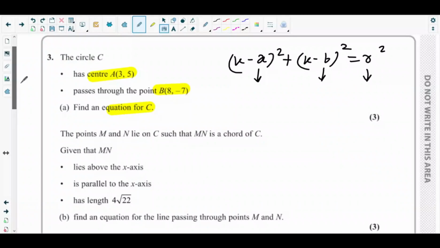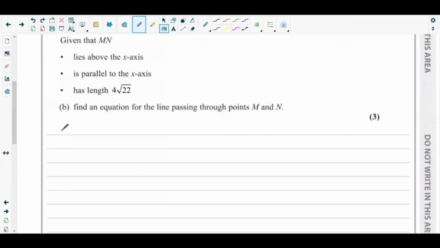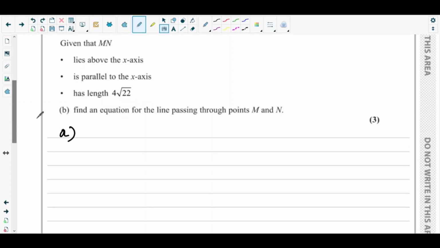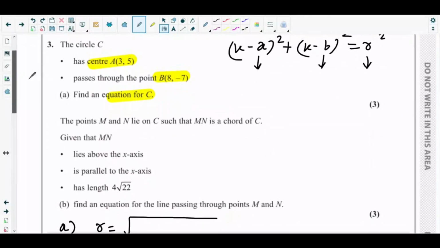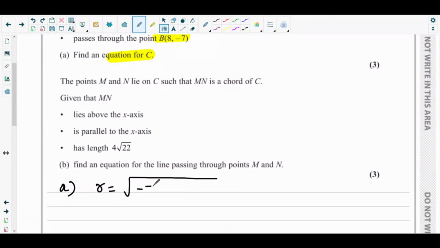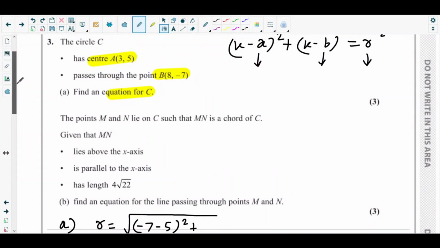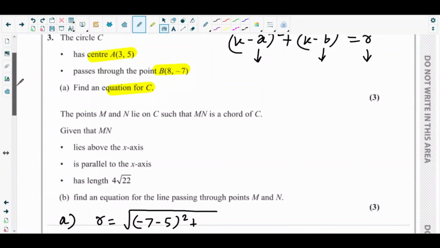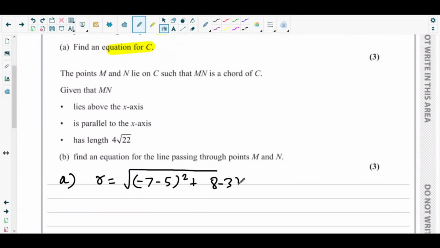For the radius, since they have given that the circle C passes through point B, the distance between the center and that point on the circumference is the radius. Point B lies on the circumference, so this distance is the radius. Let's find r. r equals the square root of the distance between two points: (y2 minus y1) whole squared, so (-7 minus 5) whole squared, plus (x2 minus x1) whole squared, which is (8 minus 3) whole squared.